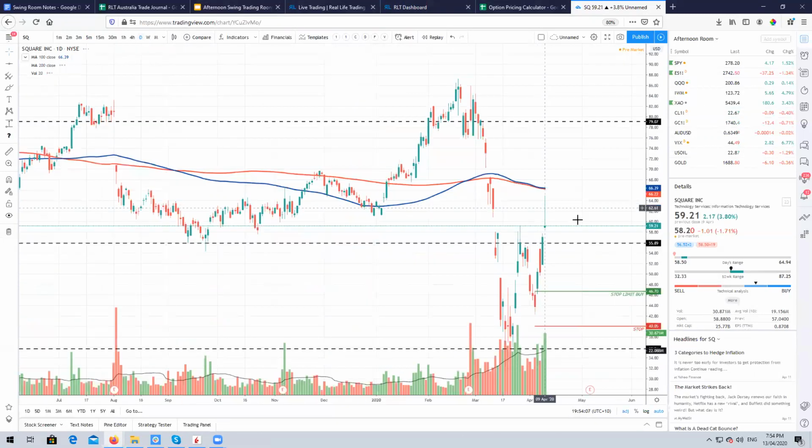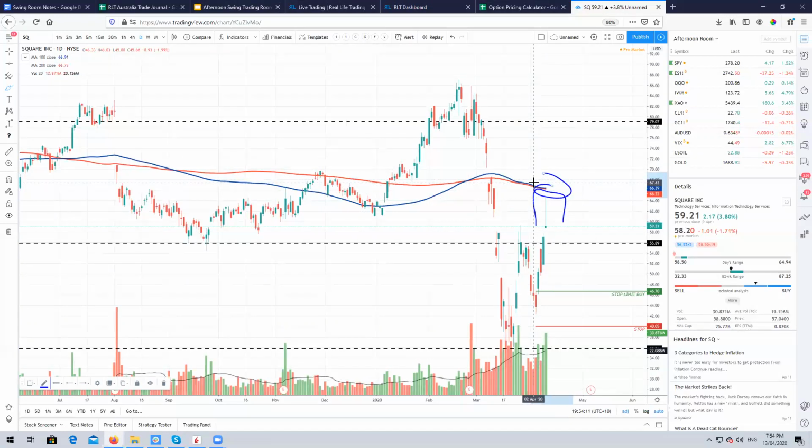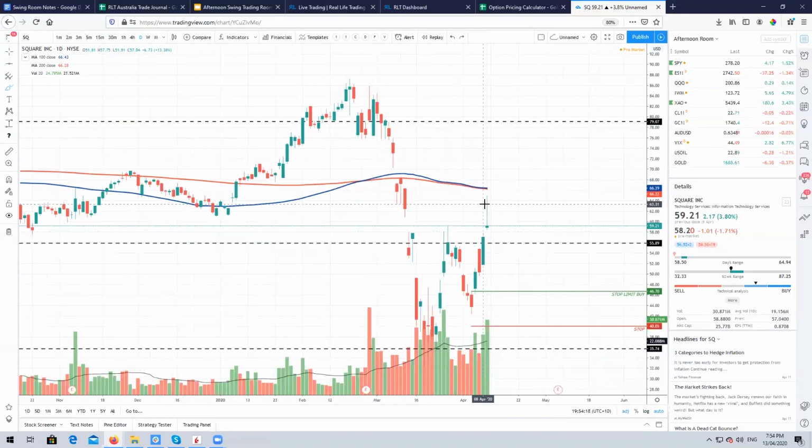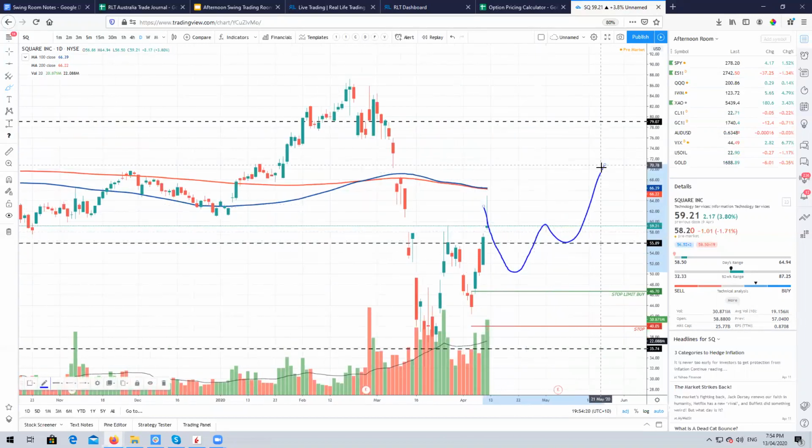On the daily chart, that's an insane looking candle, rejecting the 100 and 200 simple moving average. I mean, looks good. Probably going to consolidate a little bit more before we go higher.